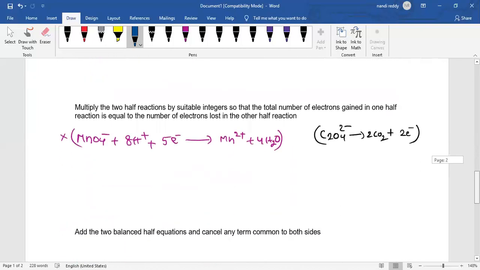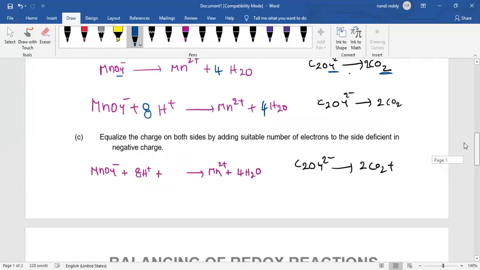And next one, equalize the charge on both sides by adding a suitable number of electrons to the side deficient in negative charge. Here how much is there? Mn2+, 2 positive charge. Here how much positive charge? -1 and 8+, so this is total +7. So by adding 5 electrons here, I can get total 6 negative and 8+.